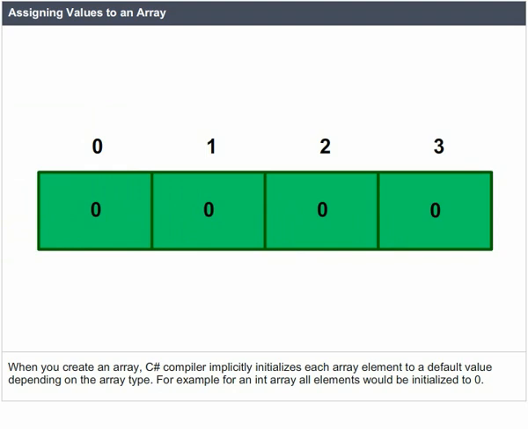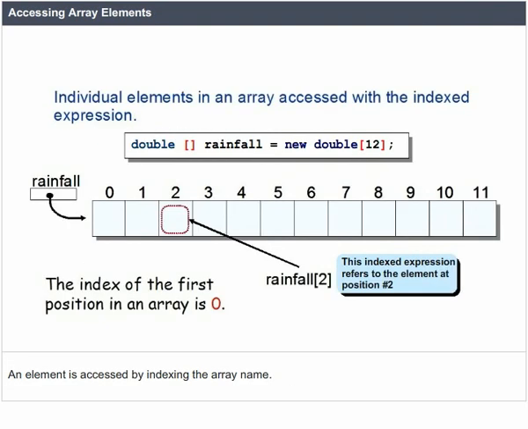Accessing array elements. An element is accessed by indexing the array name. This is done by placing the index of an element within square brackets after the name of the array.